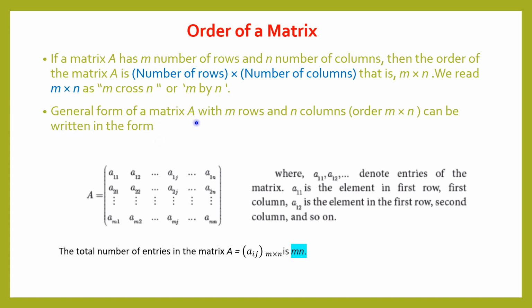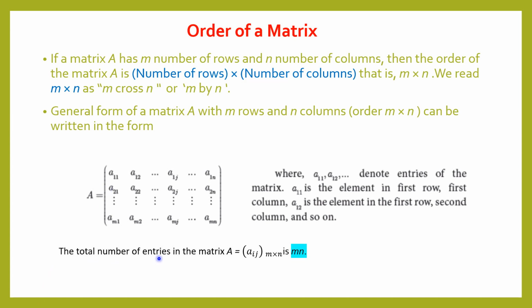The general form of a matrix A with m rows and n columns, that is order is m cross n, can be written in the form like this. This indicates the position of the elements. Here A11 means element in first row, first column. Here element in first row, second column. Like that it's extended. Here element in second row, first column. Here second row, second column. That is, the first number indicates the row number, second number indicates the column number. This is the general form of the matrix.